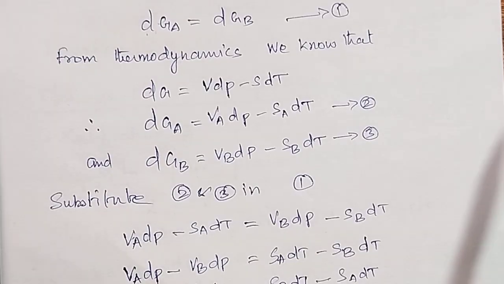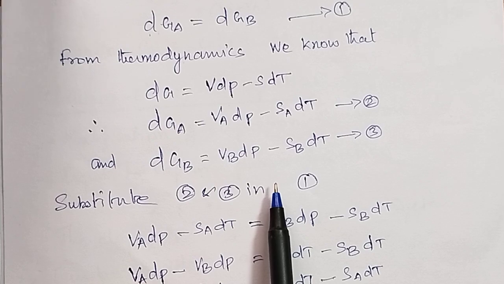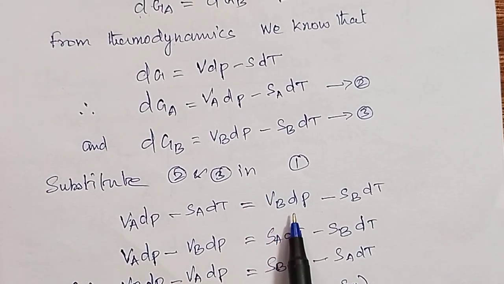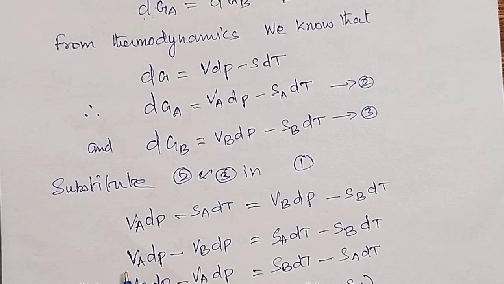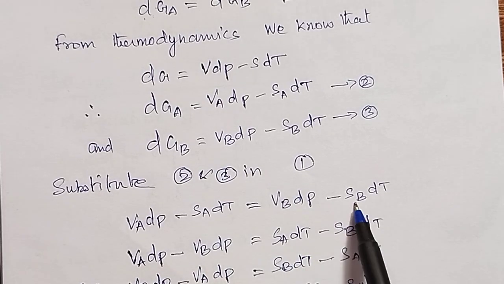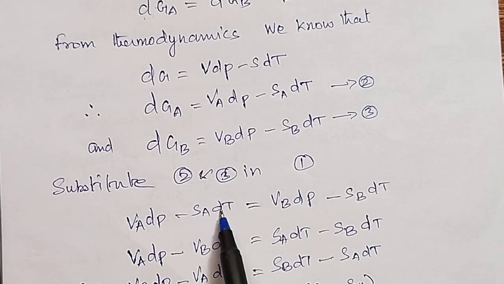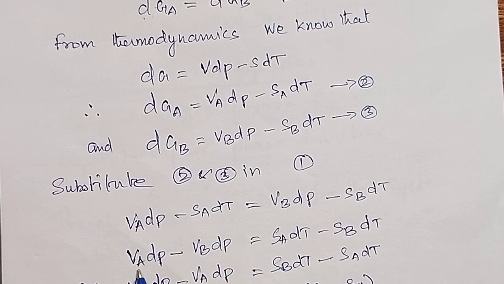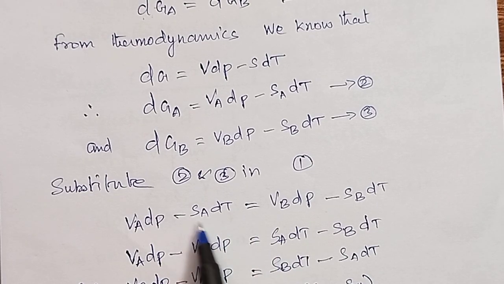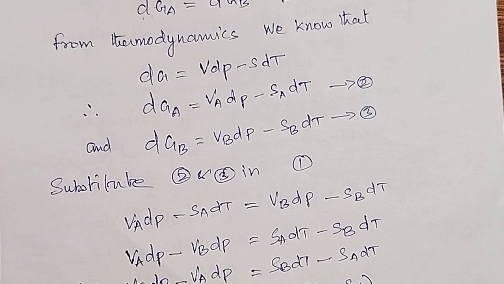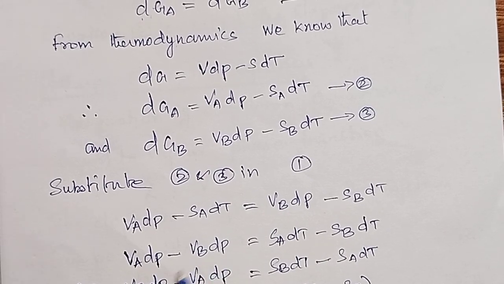I get Va dP minus Sa dT, that is equal to Vb dP minus Sb dT. Now, I bring both dP terms to one side and the dT terms to the other side. So Va dP minus Vb dP, with Vb dP brought to this side, becomes minus. And similarly, Sa dT, from here it went to the other side, so it becomes positive: Sa dT minus Sb dT. Or we can also change this equation into Vb dP minus Va dP.